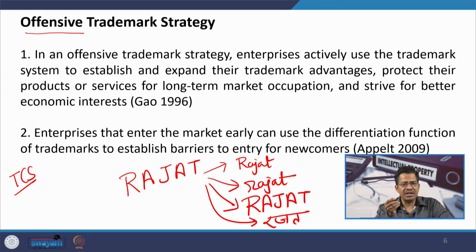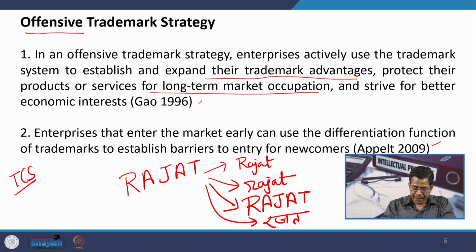Now, different researchers in this field, whether it is Appelt in 2009 or Gao in 1996, they all have mentioned a similar kind of thing: that we are creating the trademark portfolio for advantage, so that we can occupy long term market share and gain better economic interest. Appelt says that we are using this trademark system to create barriers to entry for any newcomer in our industry.